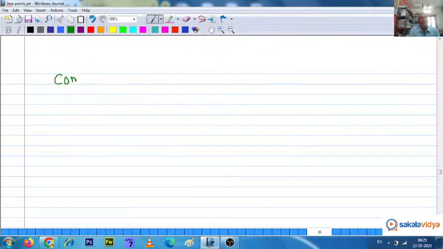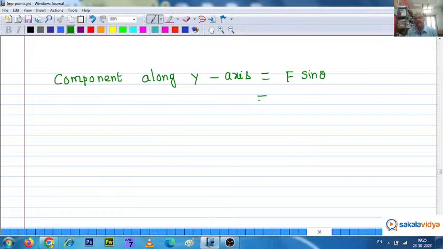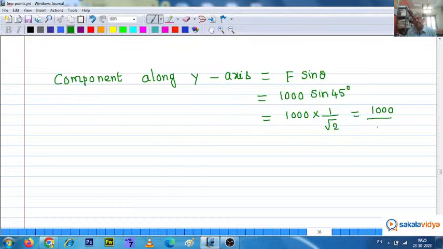Component along y axis. This is also called the vertical component. Don't get any confusion. So that is equal to F times sine theta. Already known, F is 1000 and theta is 45 degrees, sine 45. So now 1000 multiplied with sine 45, which is 1 by root 2. This we can write as 1000 upon root 2. Again we need to rationalize the denominator.